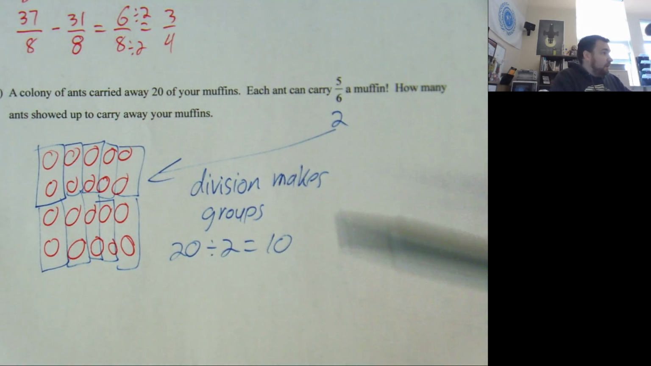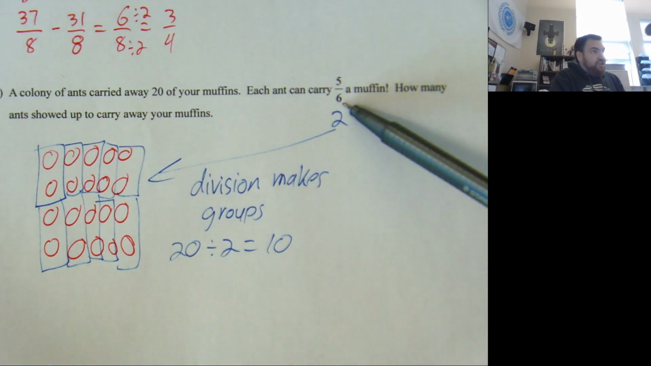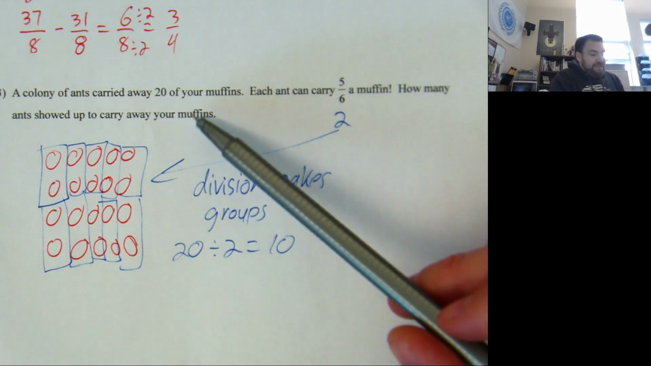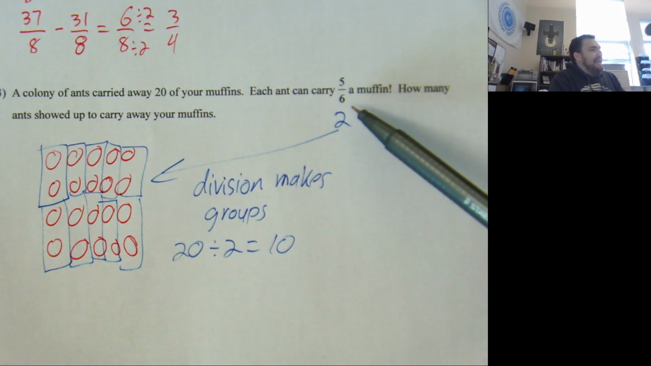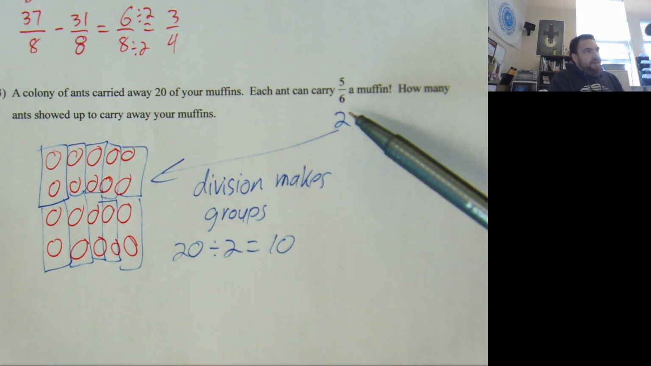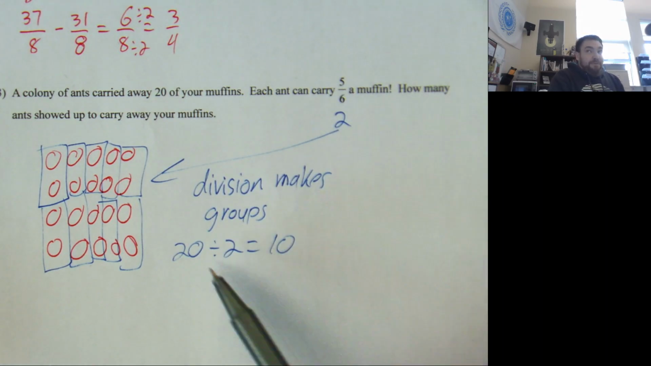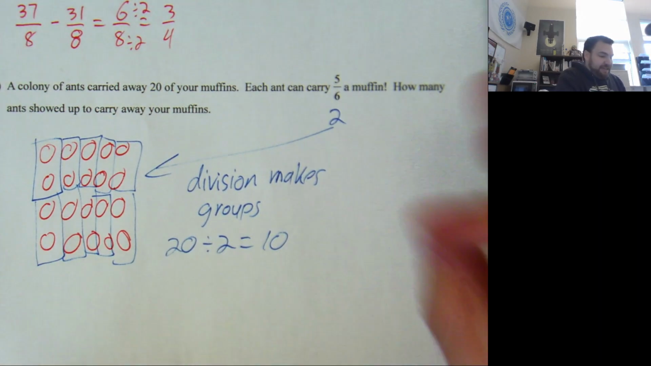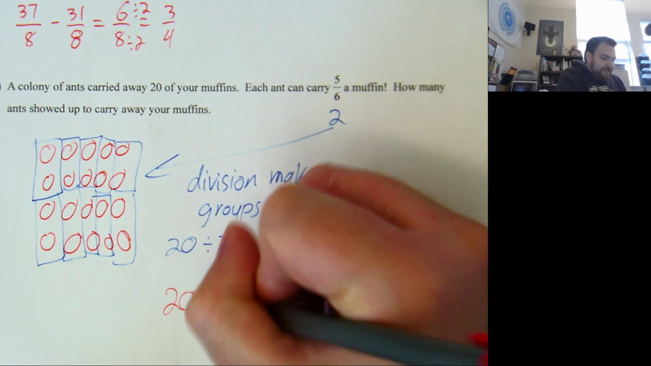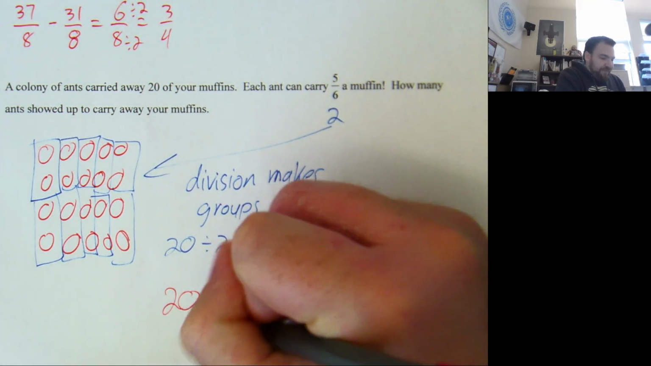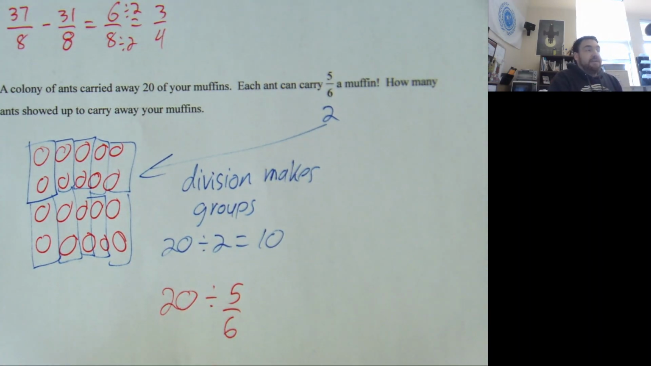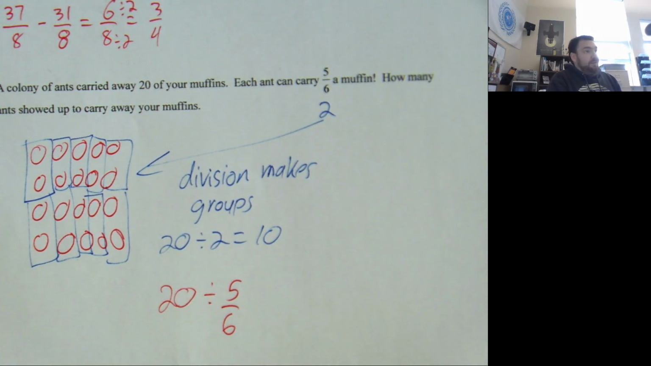But now I've changed the question. It's not 20 muffins each, it's 5/6 of a muffin. Each ant can't quite carry a whole muffin. The procedure is the same. I'm going to take my 20 and divide it by how much muffin each ant can carry, to tell me how many ants I need total.